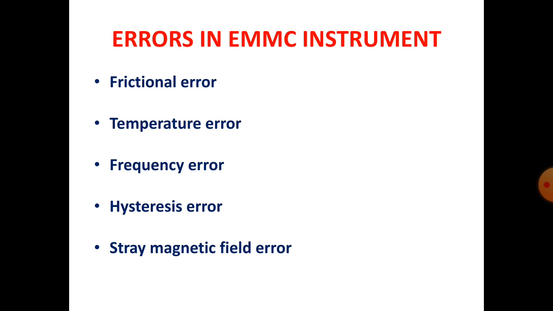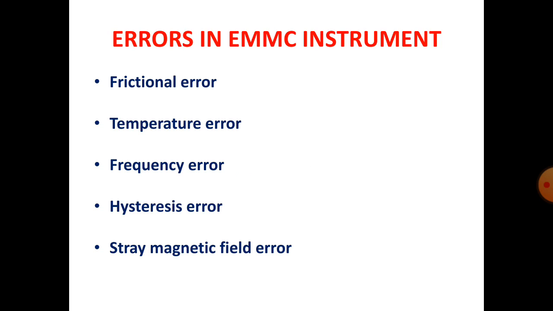So next, coming to errors, we have 5 types of errors: the first one is frictional error, then temperature error, frequency error, hysteresis error, and stray magnetic field error. So these 5 types of errors are common in PMMC, MI and dynamometer type instruments.